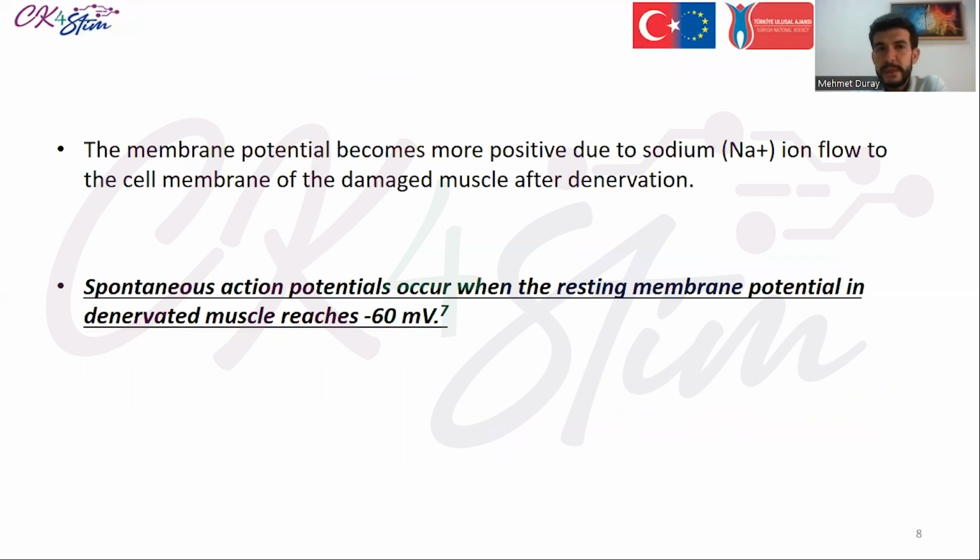I said in the previous slide that the membrane potential after denervation becomes more positive due to sodium ion flow through the cell membrane. Spontaneous action potential occurs when the resting membrane potential in denervated muscle reaches about minus 60 millivolts.